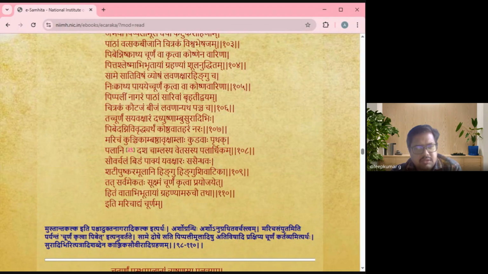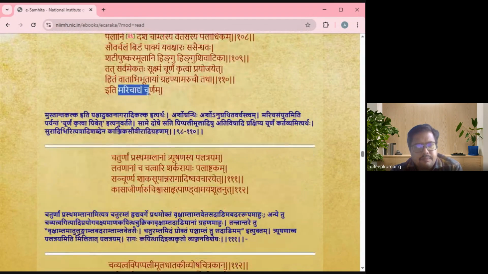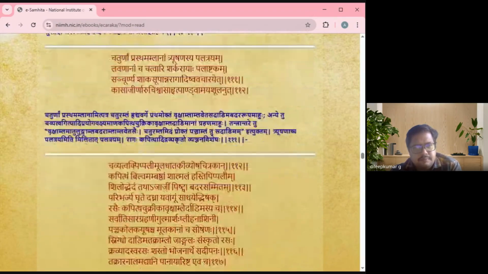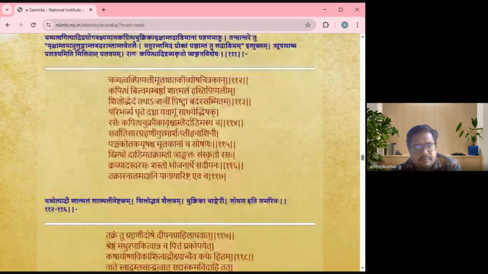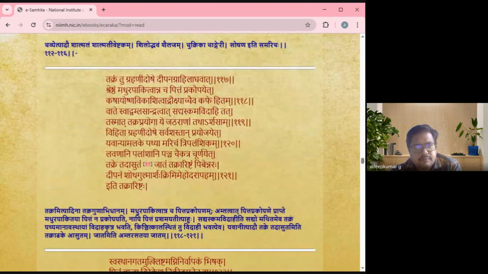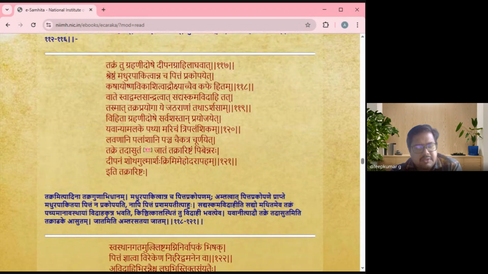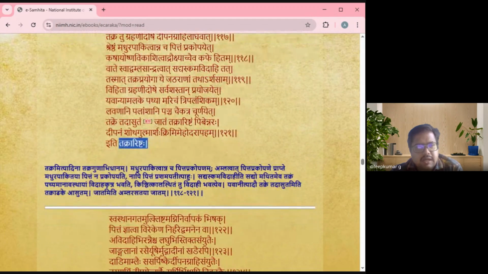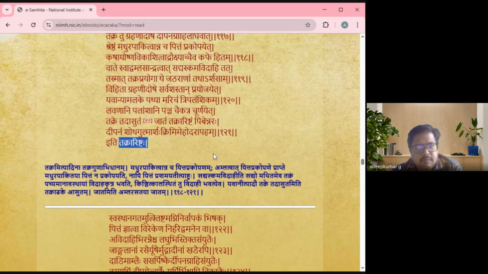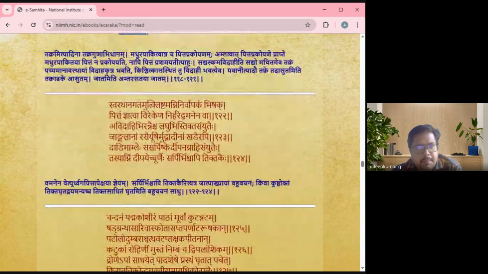Marichadya Churnam. This is also very important. One more Takrarishta is mentioned. One Takrarishta is mentioned in the Arshas chapter, one in Grahani. So this Takrarishta does Deepanam, and is indicated in Shotha, Gulma, Arsha, Krimi, Meha, Udara. These are the indications of Takrarishta.